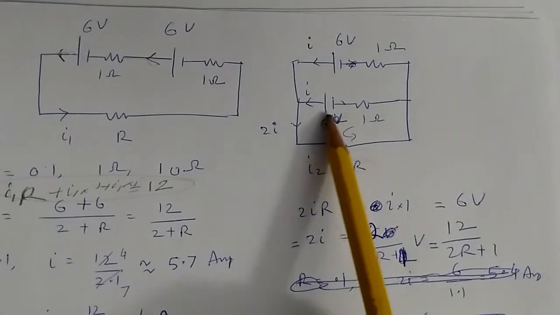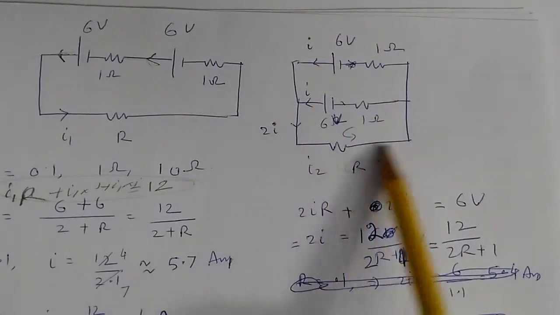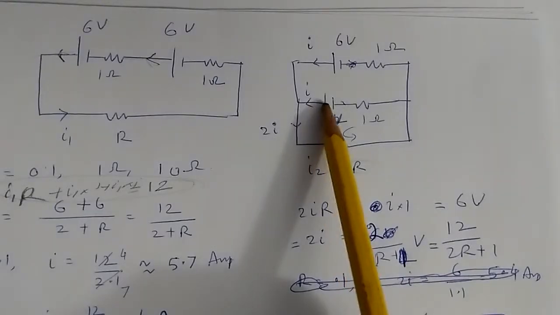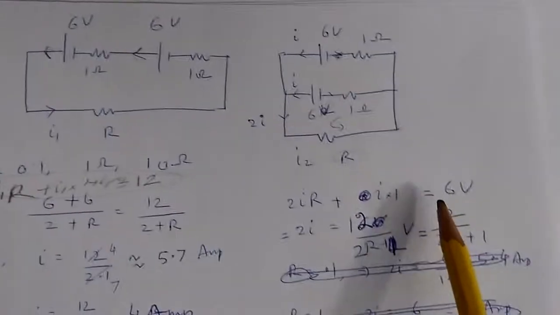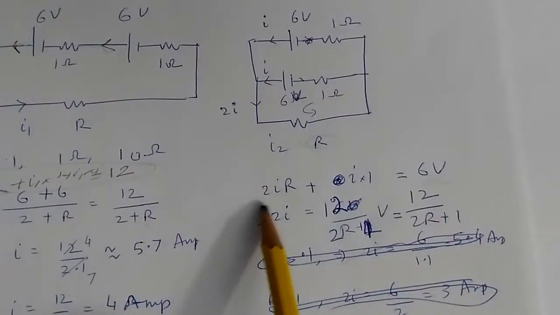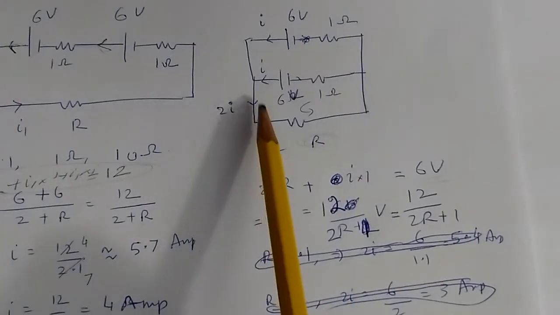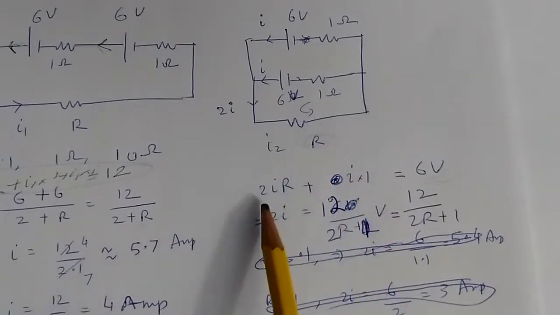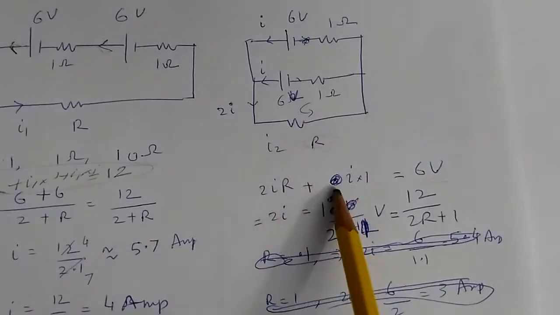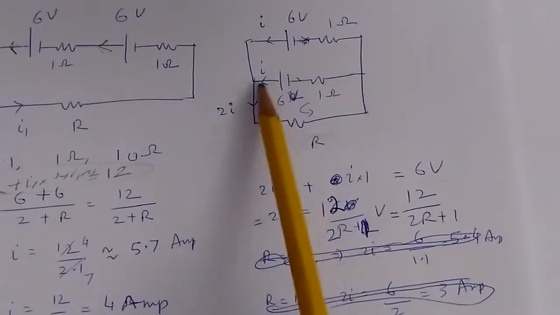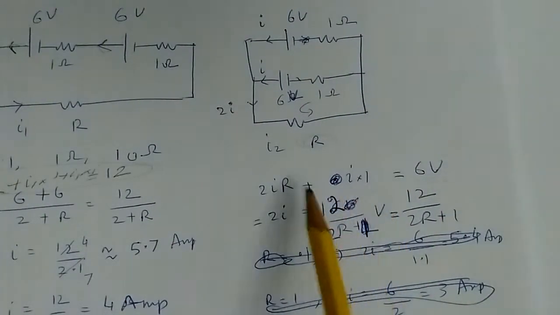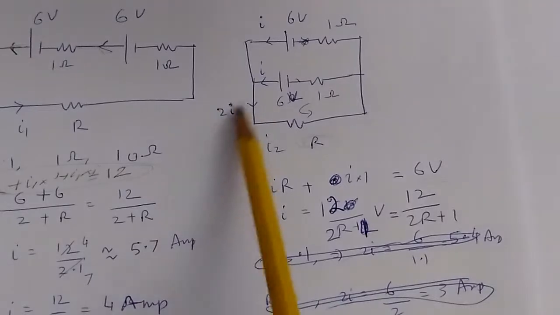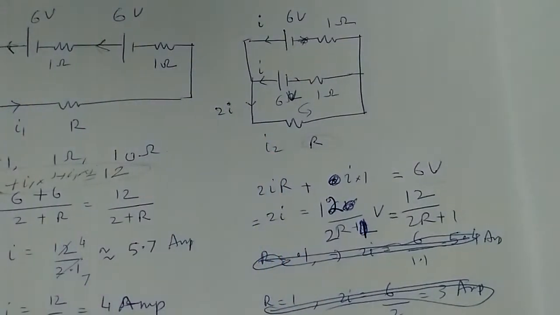We can apply the Kirchhoff voltage law in this loop. In this loop, the battery is 6 volt supplying current to this resistor and this resistor. So we write 6 volt on the right hand side. On the left hand side, we have all the voltage drops across the resistors. This is 2I into R plus I into R, where the internal resistance is 1 ohm, so it is I into 1. Now we need to solve this equation for 2I, which will be the same as I2.